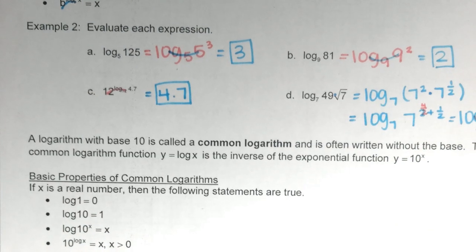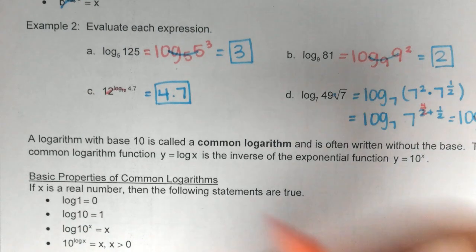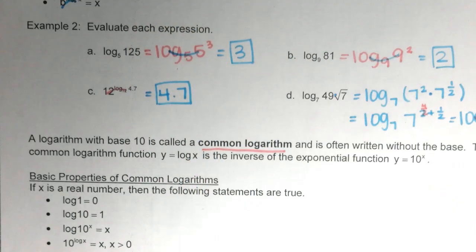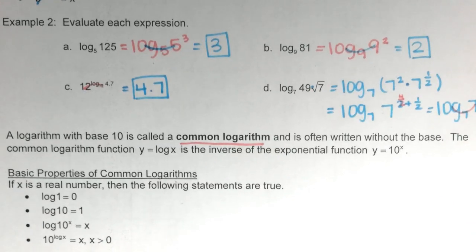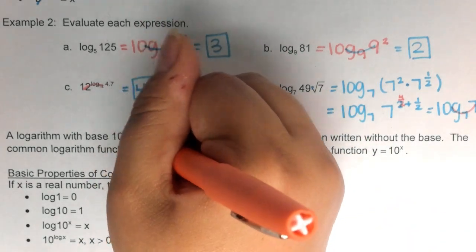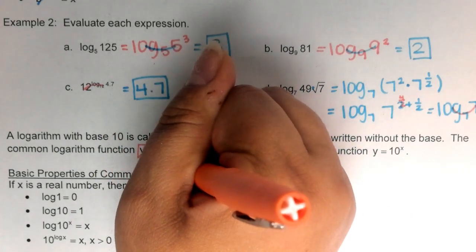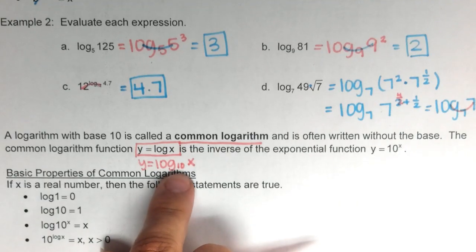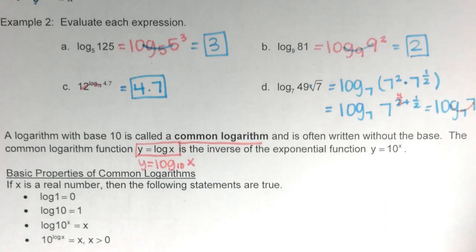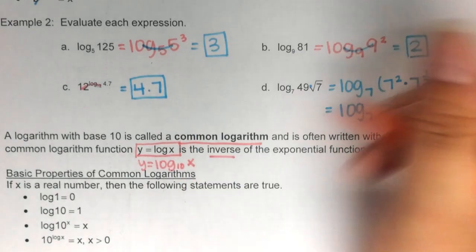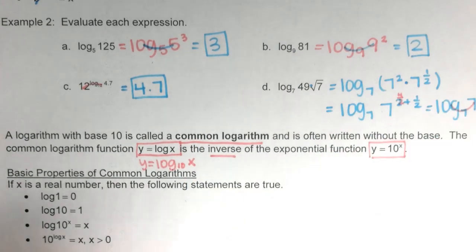Next, the common log. The common log is a log with base 10. You're going to hear me call it common log. It's often not written with a base. It is y equals log of x. What this really is y equals log base 10 of x. But again, we never really write it with the 10. It's common knowledge, if there's no base, it's a 10. Okay? The inverse of this is y equals 10 to the x. All the properties we learned above apply to the common log.